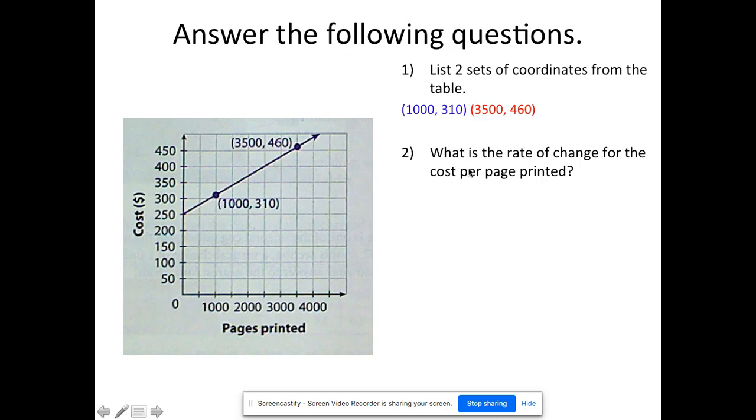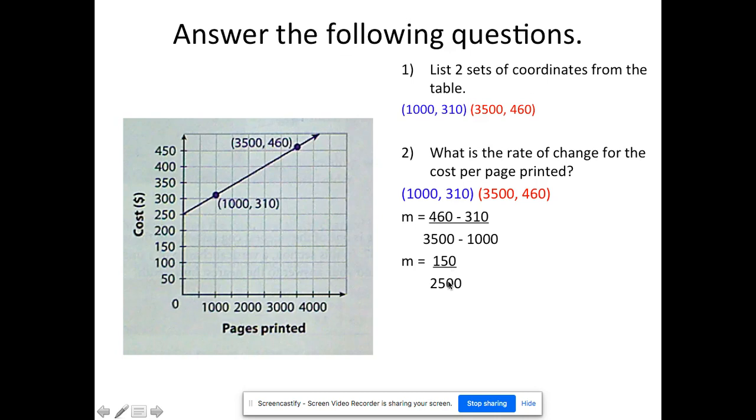So the next thing we want to do is figure out the rate of change for the cost per page printed. Well, we know that rate of change is just another way to figure out the slope of a line. So we take these numbers and plug them into the slope formula, which is m equals y minus y over x minus x. And 460 minus 310 would be 150. 3,500 minus 1,000 is 2,500.